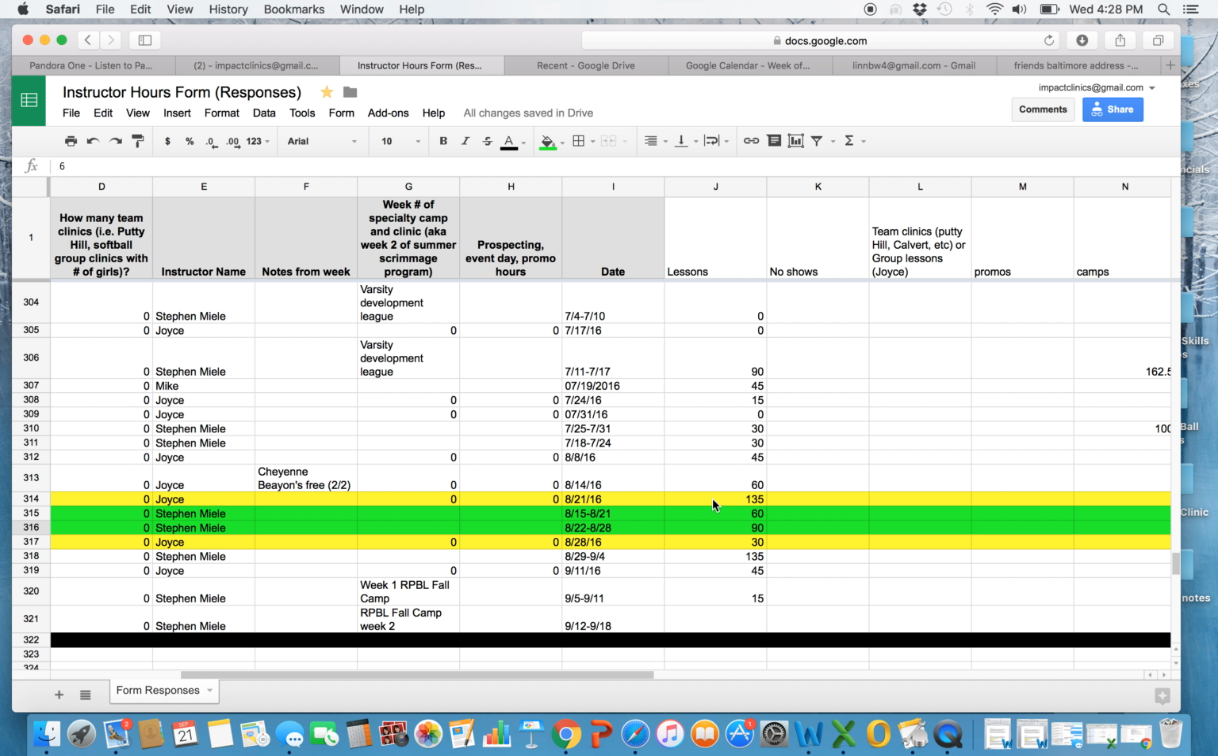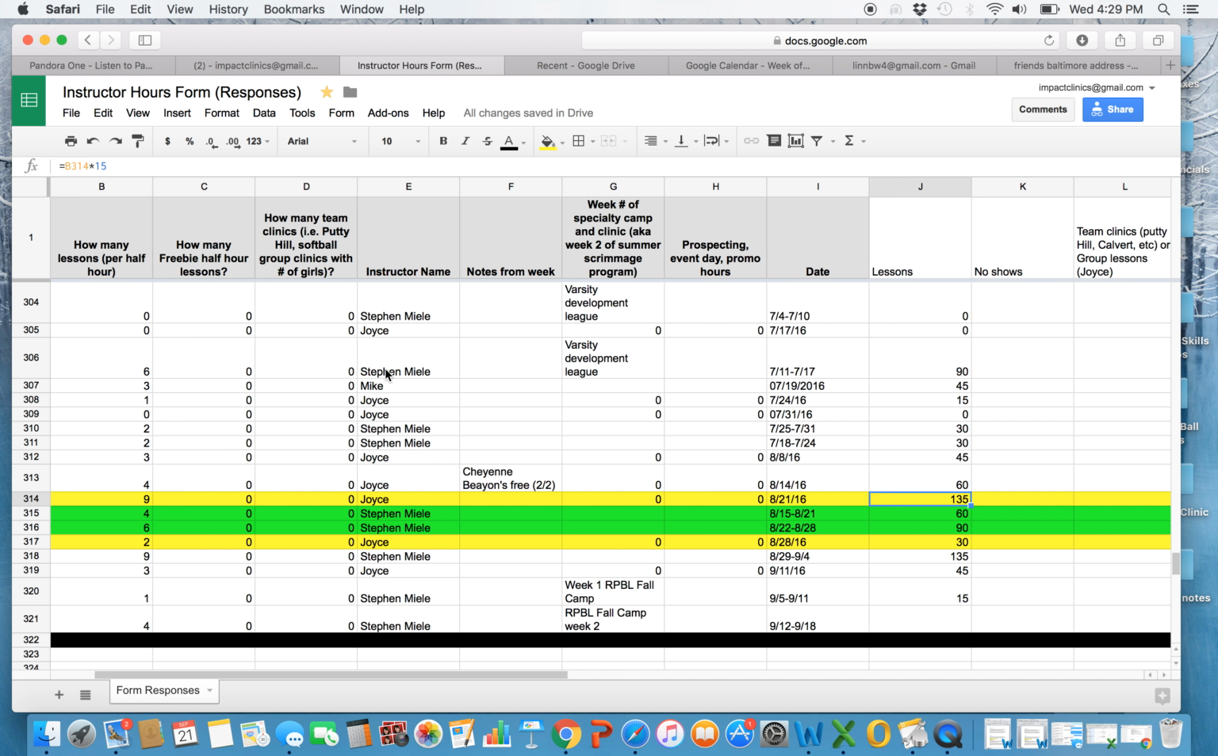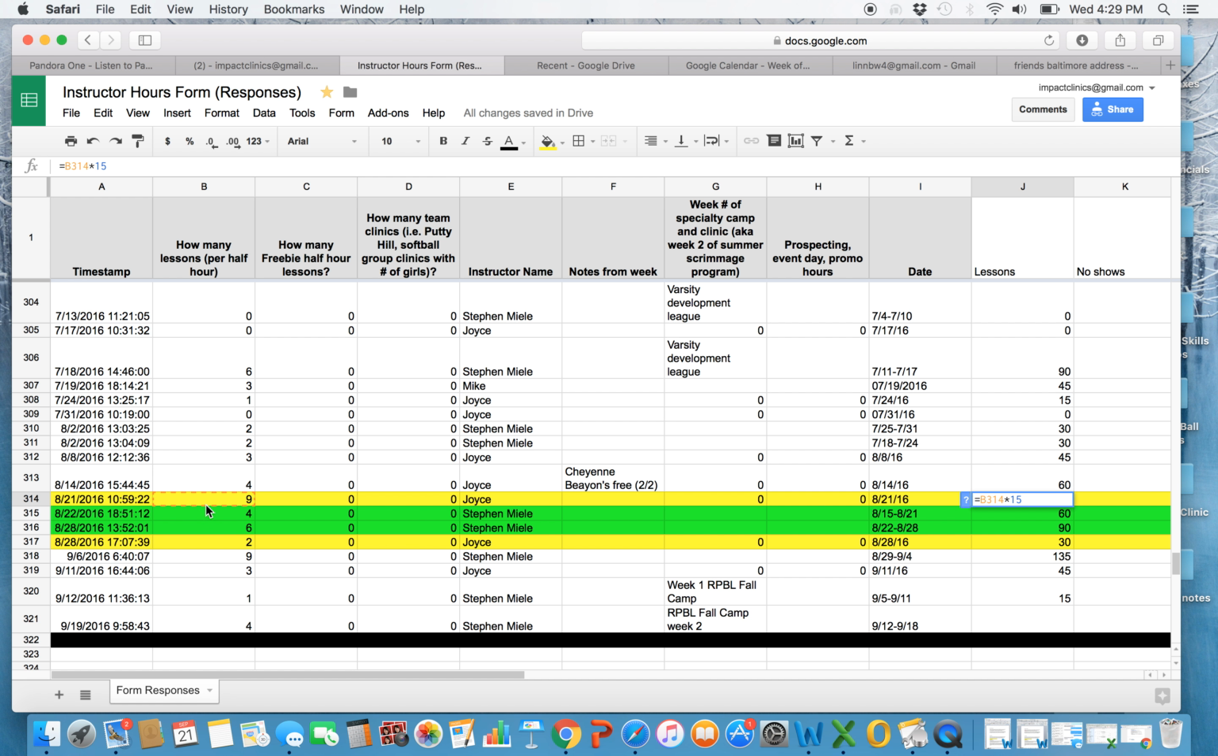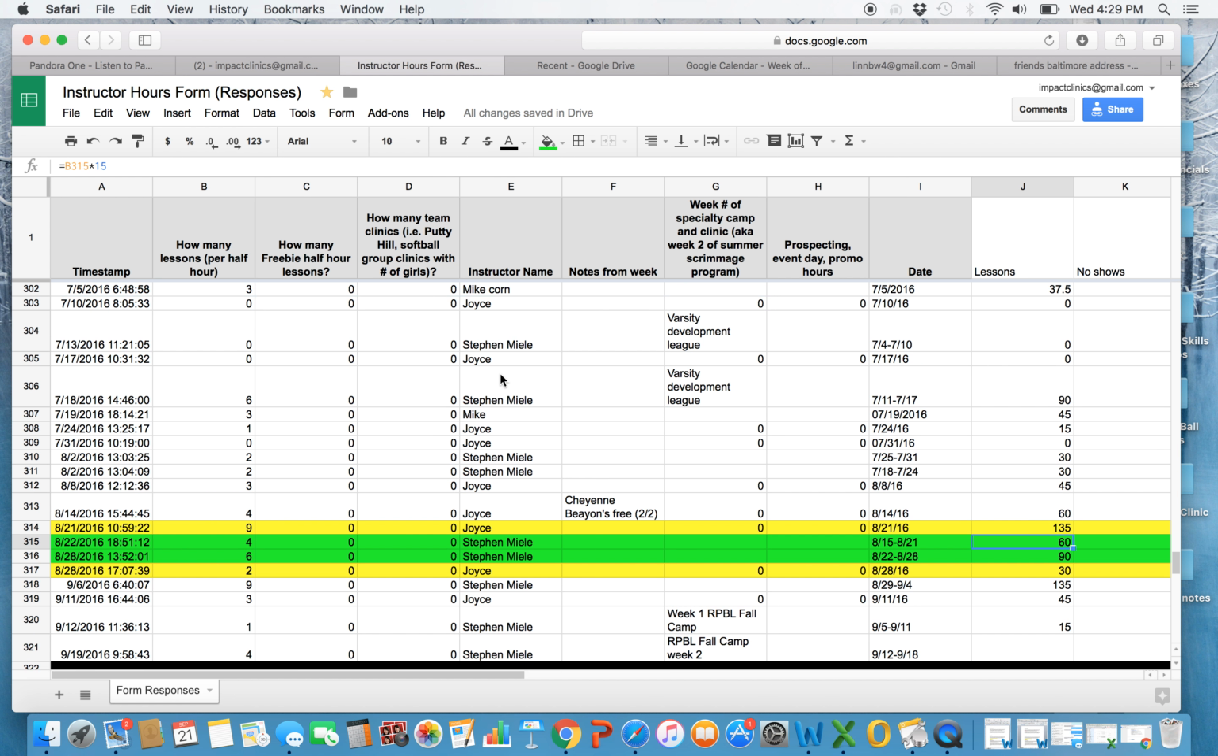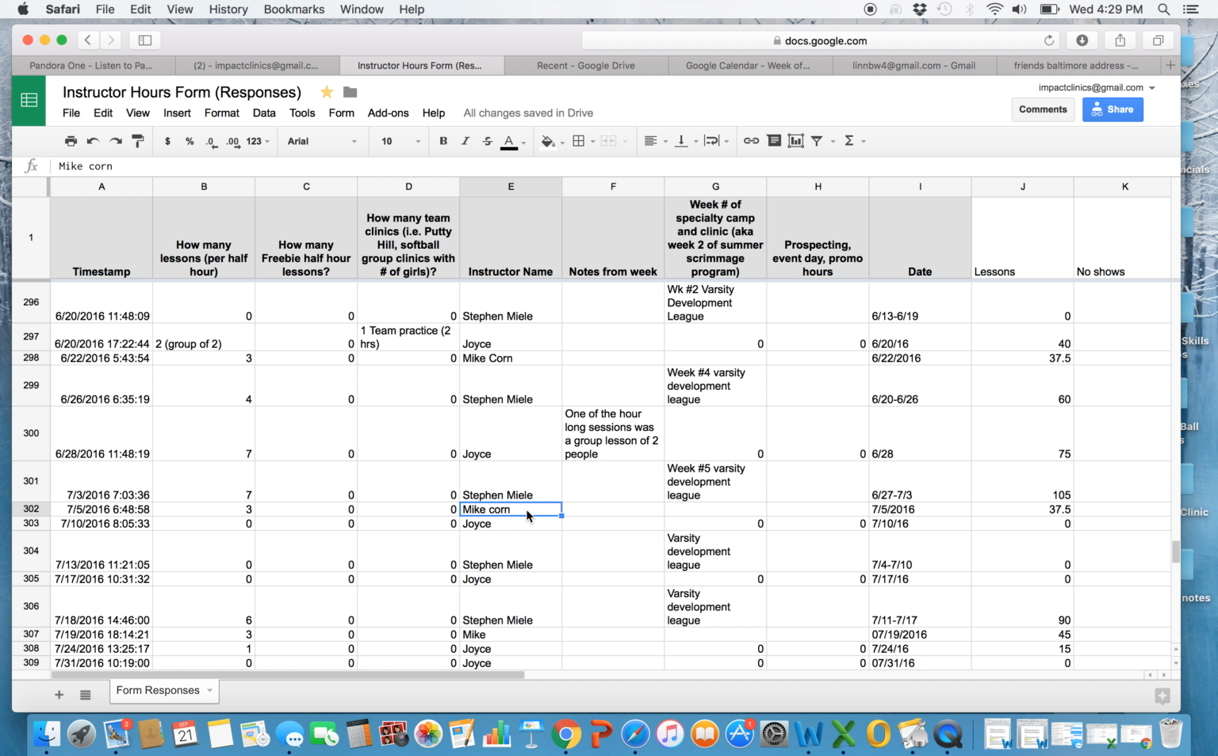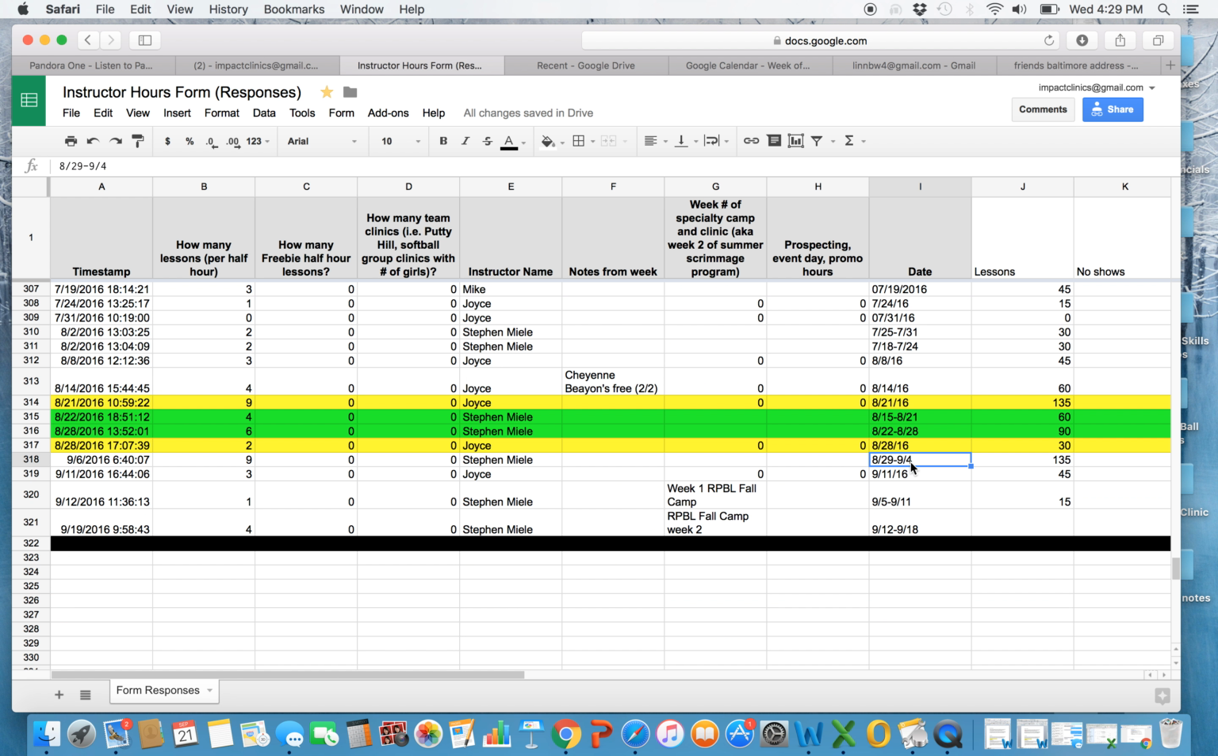You can see right here in this column, here's the formula, and basically all that does is it multiplies this number times their rate. Both Joyce and Steven are at 15. We have one instructor here, Mike, and Mike is actually at 12.5. The easy way I do it, here's a new one from Steven, is you can just find one of Steven's old ones and copy it and paste it, and it'll automatically populate.